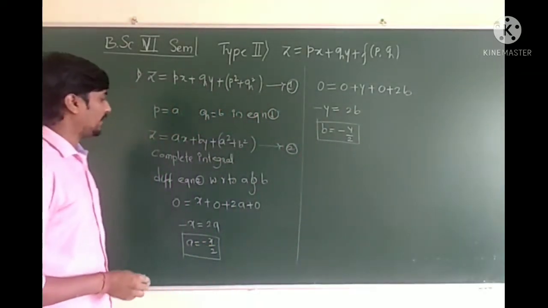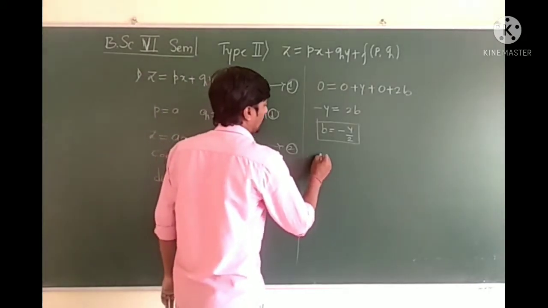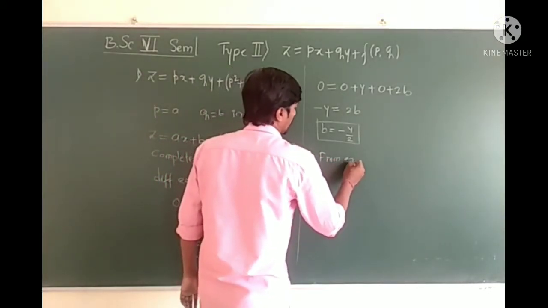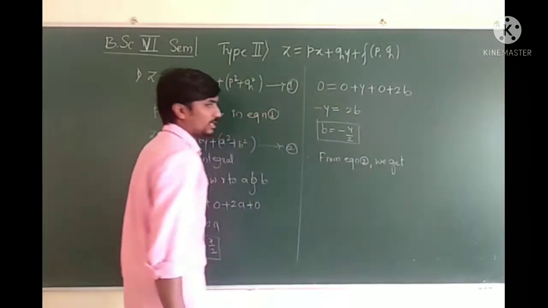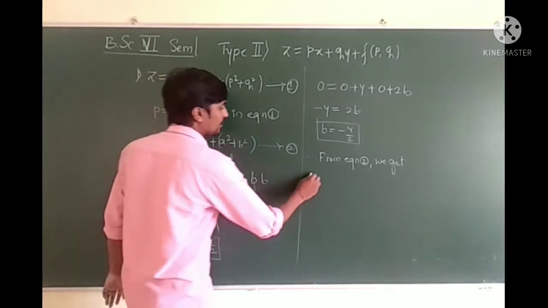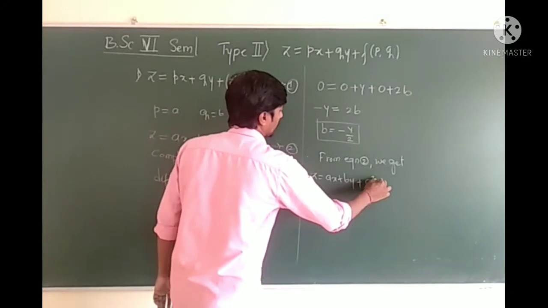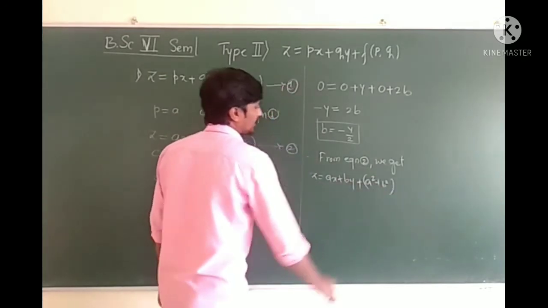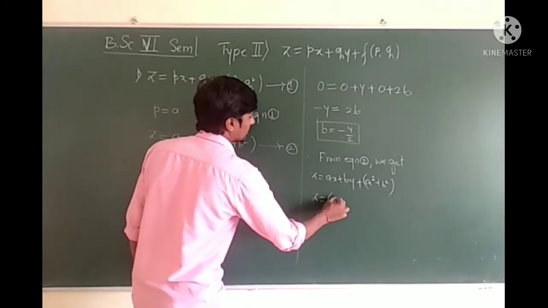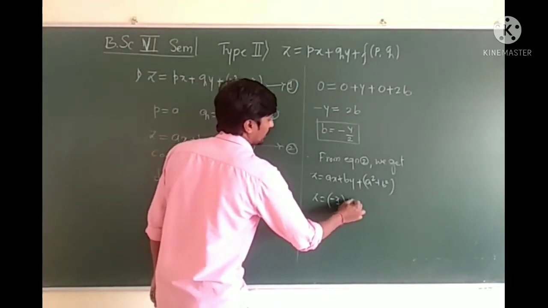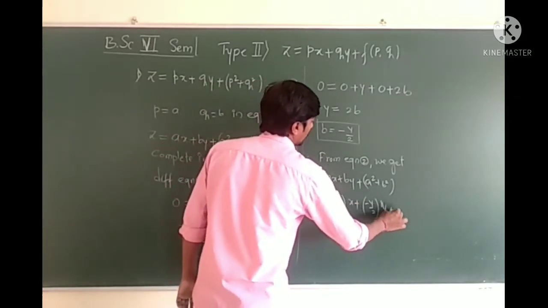Now substitute the values of a and b in equation 2. Equation 2 is in the format z equals ax plus by plus a square plus b square. After that, substituting, we get minus x by 2 into x, plus b's value, minus y divided by 2 into y, plus a square.